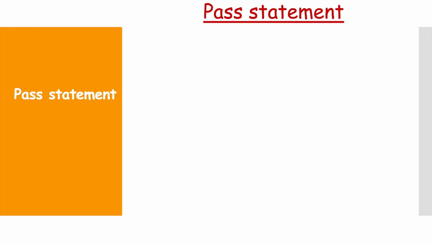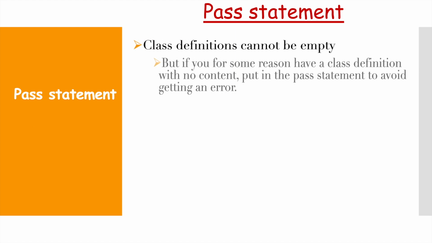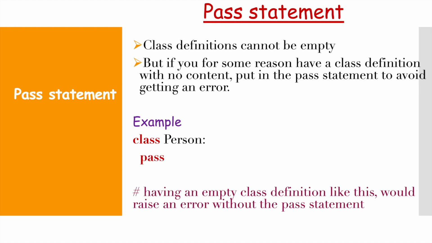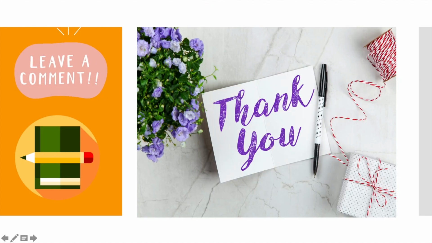So finally we are going to see the pass statement. Class definitions cannot be empty. But if for some reason you have a class definition with no content, put in the pass statement to avoid getting an error. So let's see with an example. You have a class Person, and as you have no content, simply put the pass statement. So you're not going to get an error. Having an empty class definition like this would raise an error without the pass statement. Now this was all about classes and objects in Python.